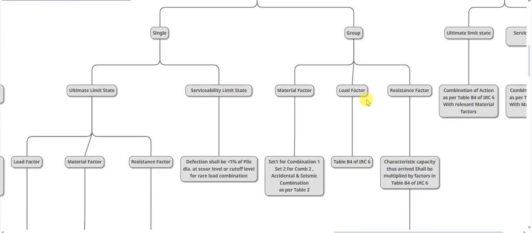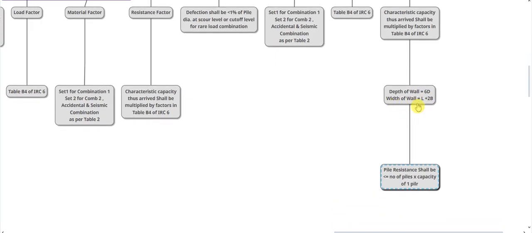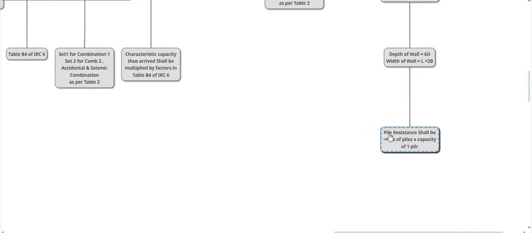Moving on to the group action, the load factor is the same, the material factor is the same, and the resistance factor is also the same. However, it says that the depth of the wall shall be equal to 6d, which is the maximum. We can take 6d, and the width of the wall can be taken as L plus 2b. And it says that the pile resistance shall be less than or equal to the number of piles into the capacity of one pile. So for group action, the resistance capacity shall be less than or equal to the number of piles into the capacity of one pile.